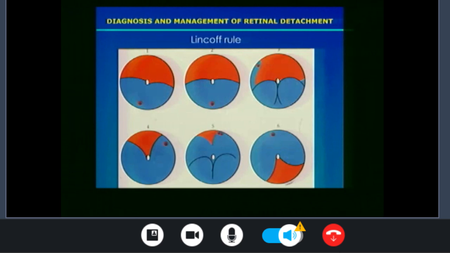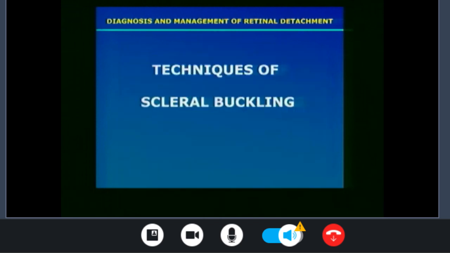Lenkoff rules, you need to read it in the book. Lenkoff rule tells us that the distribution of the subretinal fluid depends on the location of the break, gravity, and anatomic landmarks such as the optic nerve and ora serrata. So, for example, if you see that the fluid distribution is like this, you would expect to see the break here. The fluid distribution like this, expect to see the break in this location. You need to read about it in your book.